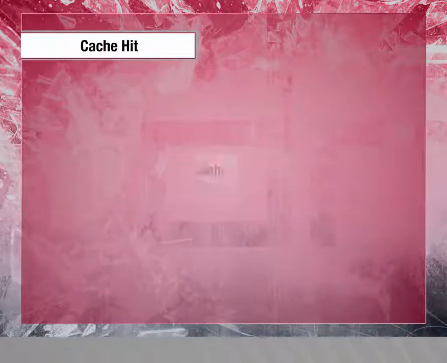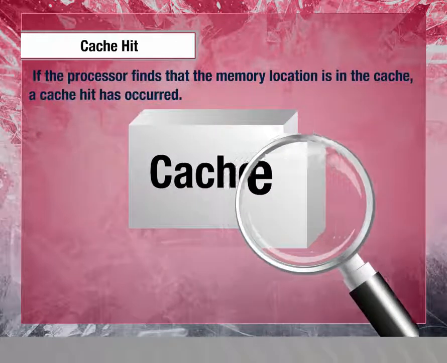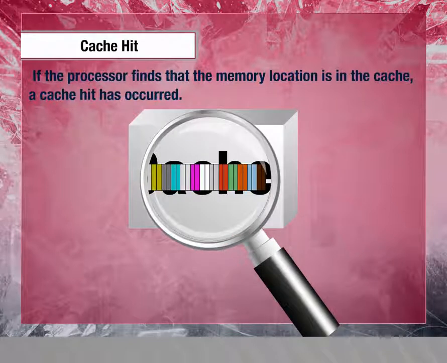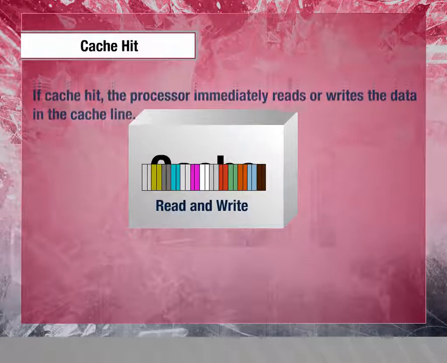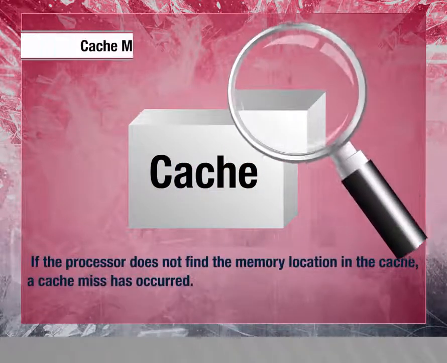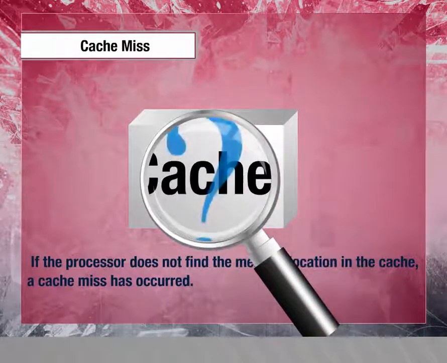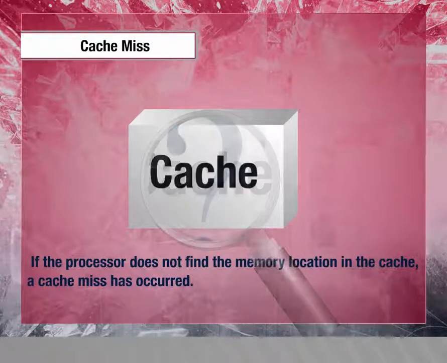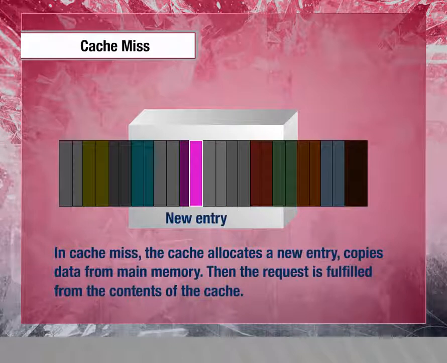Cache hit. If the processor finds that the memory location is in the cache, a cache hit has occurred. If cache hit, the processor immediately reads or writes the data in the cache line. Cache miss. If the processor does not find the memory location in the cache, a cache miss has occurred. In a cache miss, the cache allocates a new entry and copies data from main memory. Then the request is fulfilled from the contents of the cache.